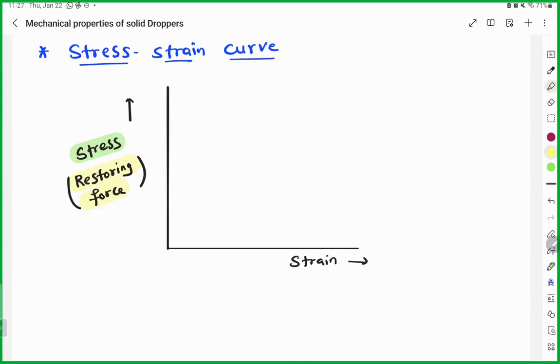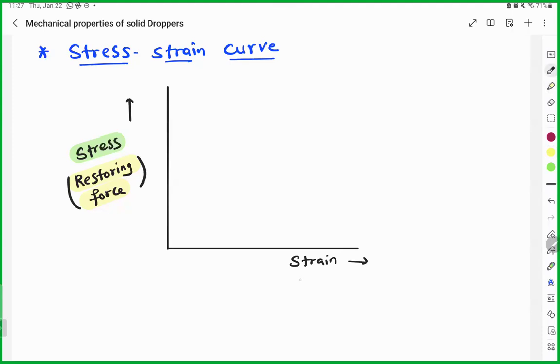No, this is the correct explanation. Restoring force is exerted by the body itself. We are not applying it. We are applying the deforming force. In response to the deforming force, to bring the body back to the original position, the particles, atoms, or molecules of the body itself exert the restoring force. Why I am telling this, you will understand when you see this.